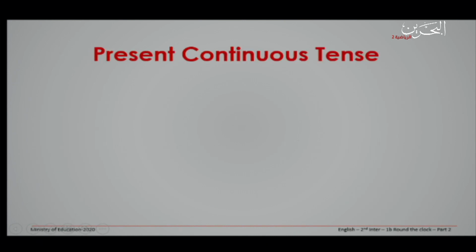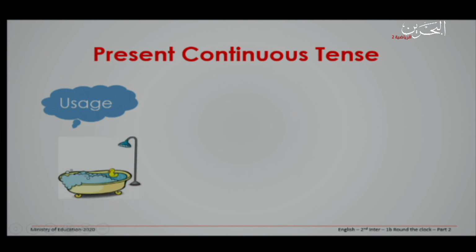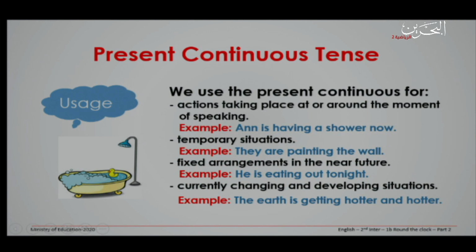Now, let's get to another topic. The present continuous tense. Why do we use the present continuous tense? We use it for actions taking place at or around the moment of speaking. For example, Anne is having a shower now.